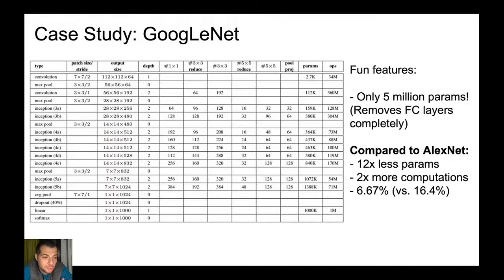And compared to AlexNet, it has 12 times fewer parameters, and unfortunately the number of computations is about twice as high, but not as high as the improvement. So the improvement with respect to AlexNet is that the error is reduced more than twice, from 16% to only 6%.